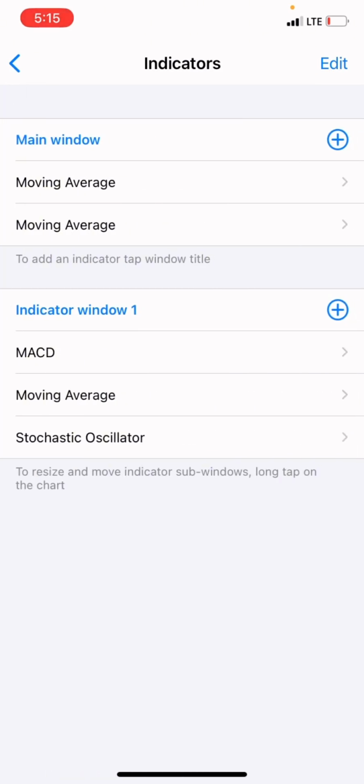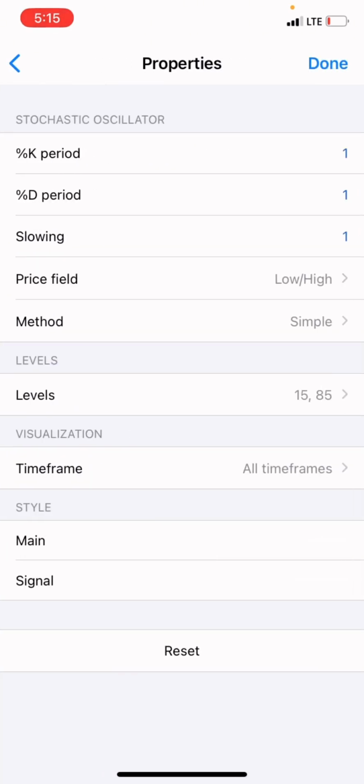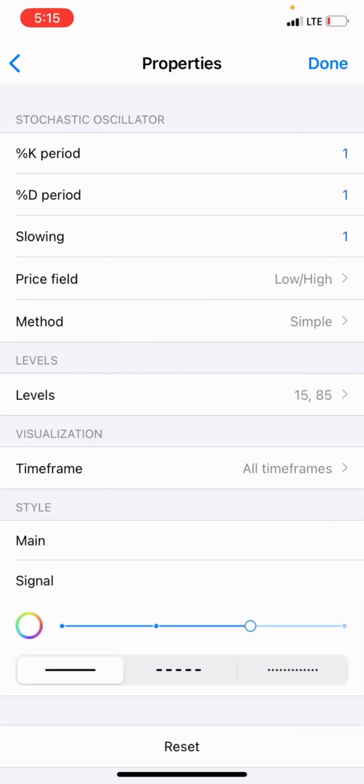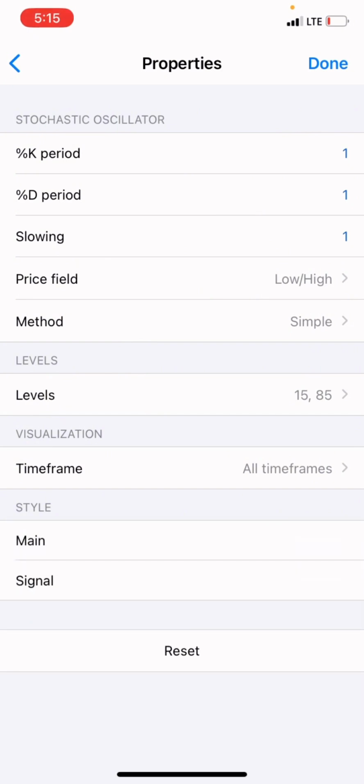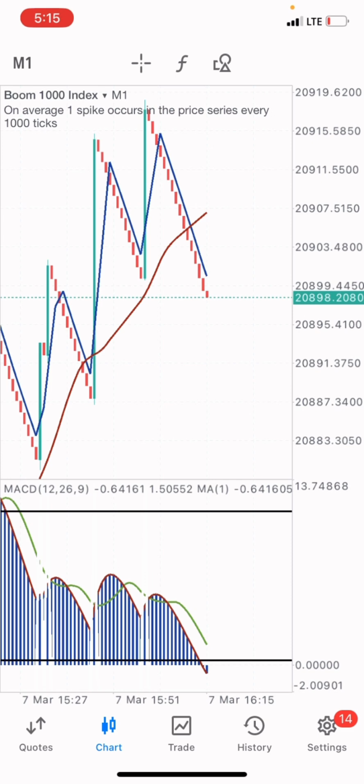Please ensure that for main and signal under visualization, make sure you use the same color as the background of your chart. We don't want to see anything. We don't want anything to be visible from this part, so just make sure you use the same color as the background of your chart. So click done, and we have our setup ready.